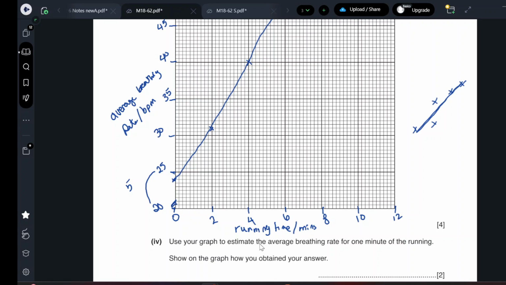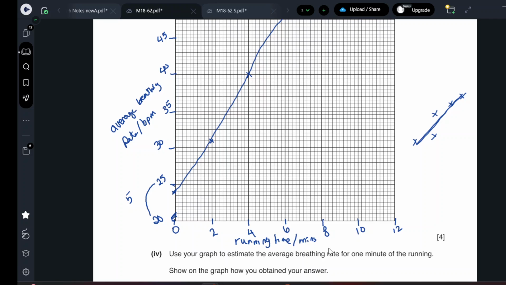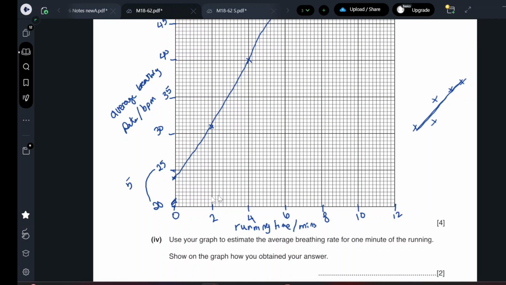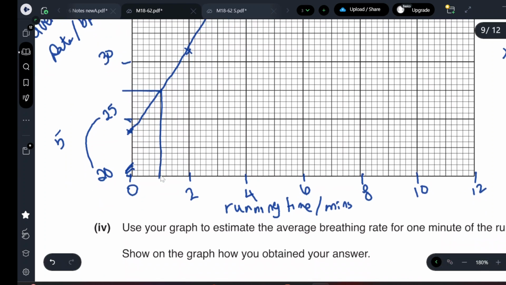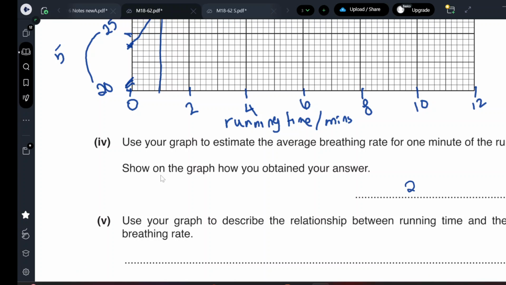Use your graph. Estimate the average breathing rate for 1 minute. Show how you obtained your answer. Okay, and the 1 minute I have to draw on my graph. How did I get my answer? And 1 minute I will go up until I reach my graph, and then I will go to the left side. It gave me 27.5.